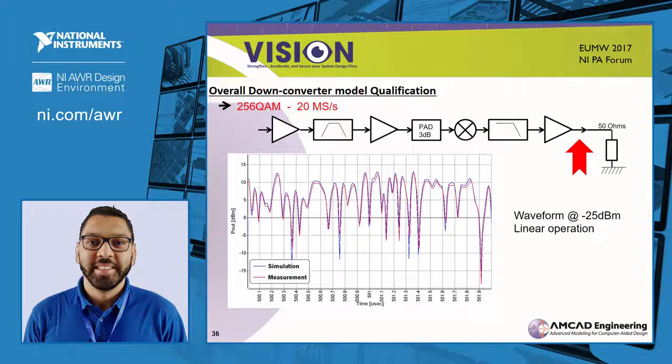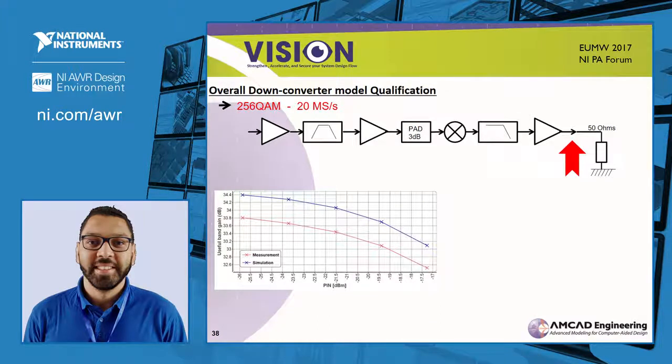Now we change the sample rate of the signal to 20 megasamples per second. Memory effects in the system start to be excited. The display of the waveform shows good results at linear operation and at 1 dB gain compression. The comparison of the gain in the main channel shows an error less than 0.6 dB.